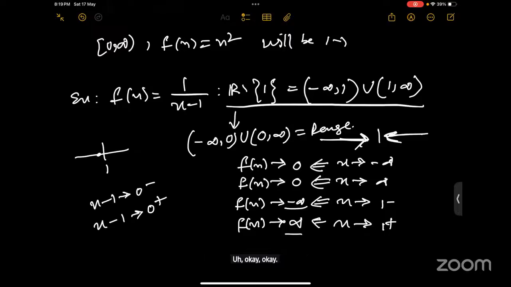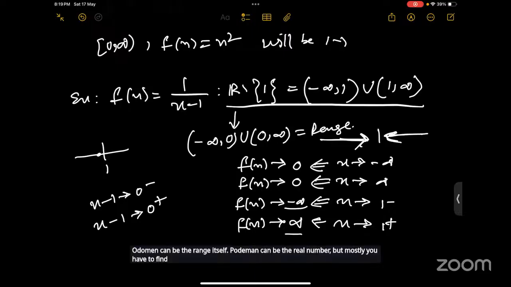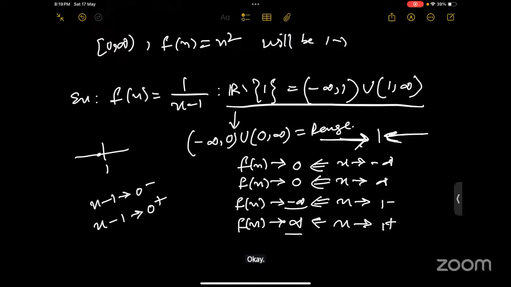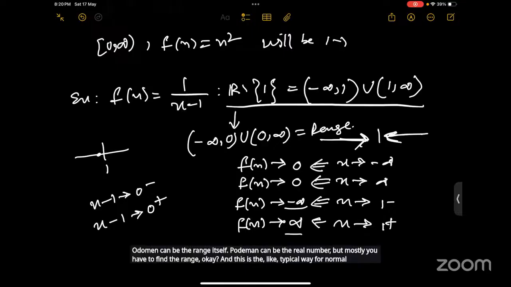Now the codomain can be anything which is a superset of the range. It can be minus infinity to positive infinity, the real numbers. The codomain can even be the range itself, but mostly you have to find the range. And this is the typical way for normal functions. You can follow this way to find the domain and range.